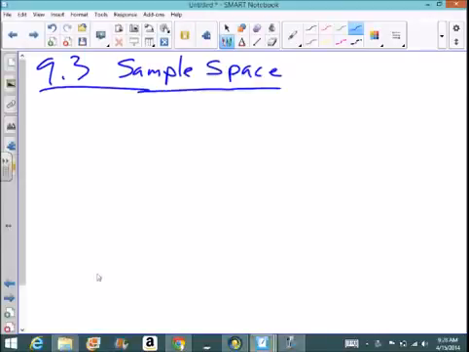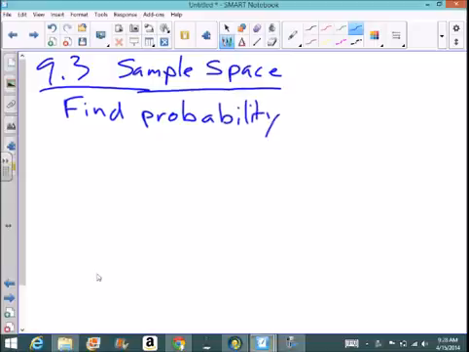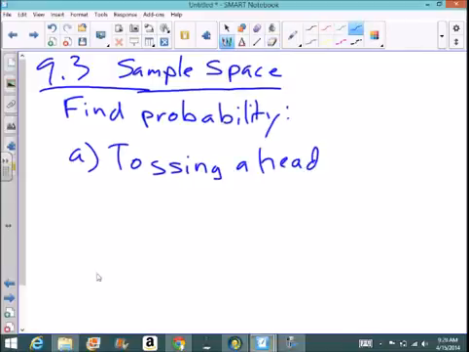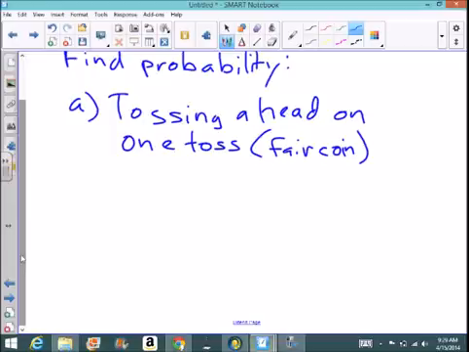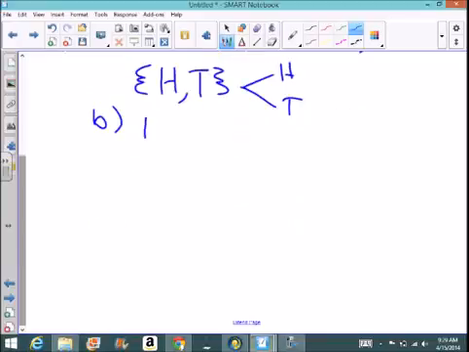Okay, today for 9.3 we're going to look at sample spaces. And so we have to find the probability of tossing a head on one toss of a fair coin. So when I toss the coin, I have two things that might occur. I might either get heads or tails, and we can write a tree diagram of that.